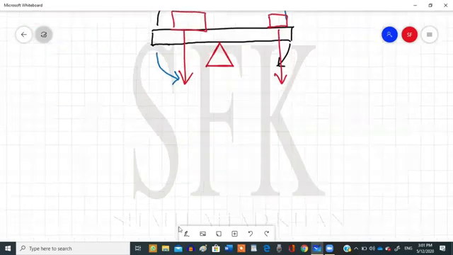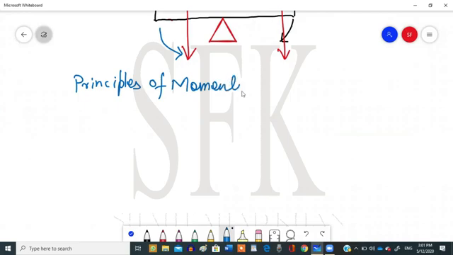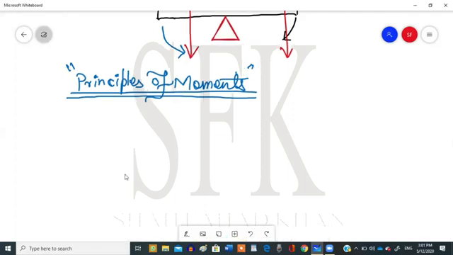Now, the next important part of this chapter is principles of moments. This is a high yield topic, and has been tested several times. In fact, almost every question of moments includes the principles of moments in it. This is something you've done in O levels as well, just a quick recap of what you've already done.